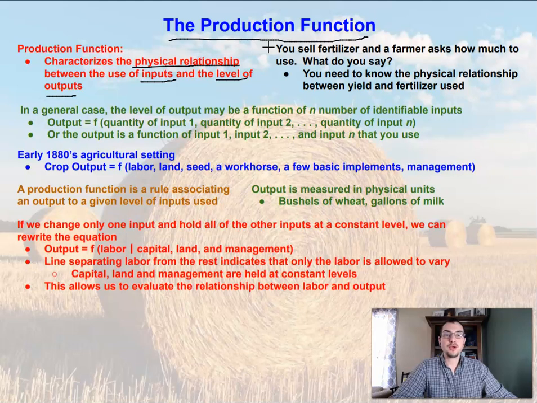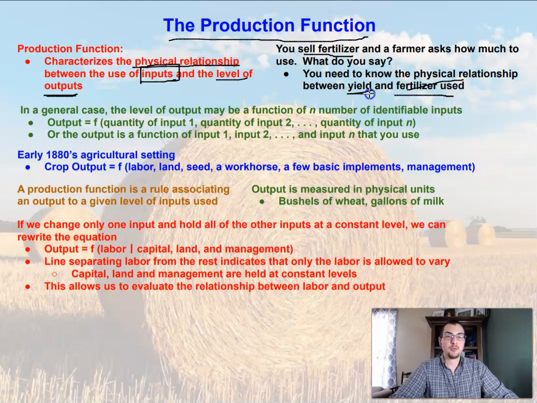So what if you sell fertilizer? What if you're a farm input supplier and you sell fertilizer? And a farmer comes up to you and asks, how much fertilizer do you need to use? What are you going to say? Well, you're going to tell them, you need to use this much to make this much grow. Well, how do you know what those levels are? Well, that's what the production function is. The production function is going to look at the level of inputs, how much you put in and how much you should get out of it.